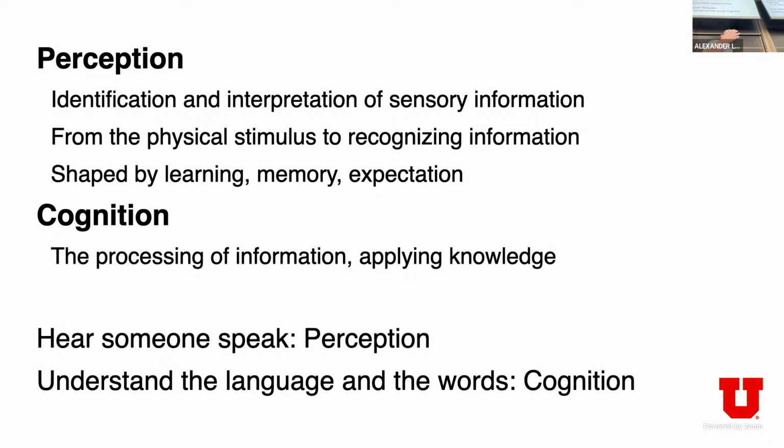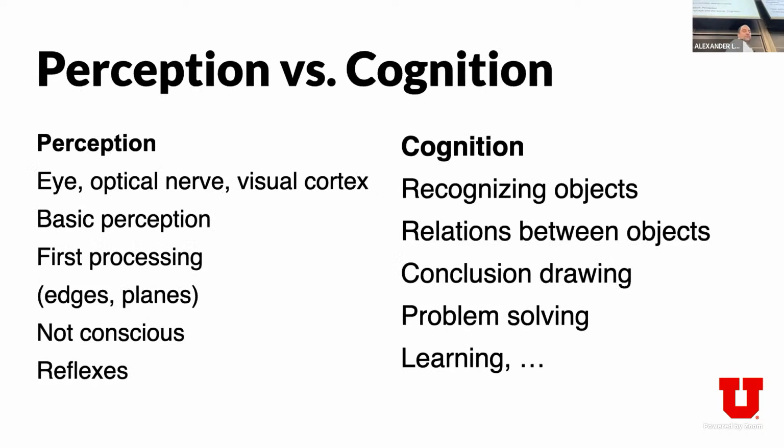So basically, it's me translating the information that I'm getting, the light that you are all emitting, that I'm seeing, and translating this into, oh, this is a classroom. I can make the interpretation here. One simple example is, hearing somebody speak, that is perception, but actually understanding what they're saying, that is cognition, right? So learning something and understanding the language.